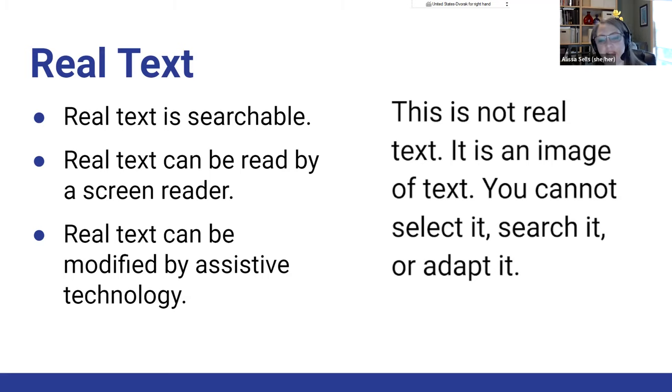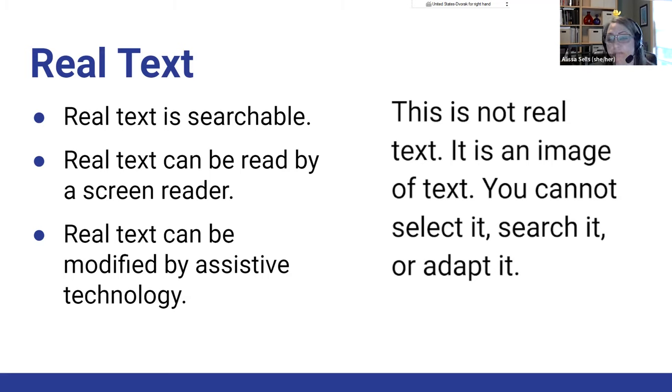So I actually think the best way to understand what real text is, is to understand what it is not. Real text is not text that's embedded in images or graphics or screenshots or scanned documents. That kind of text is just an image of text. So I'll go back to the example that Suzanne used earlier of that scanned PDF. If you scan a copy of an article for students to read, that resulting file is only an image of those words rather than the real text. And because it's an image, and Shaun mentioned this earlier, screen readers do not actually see the image. They just read what's in the alternative text.